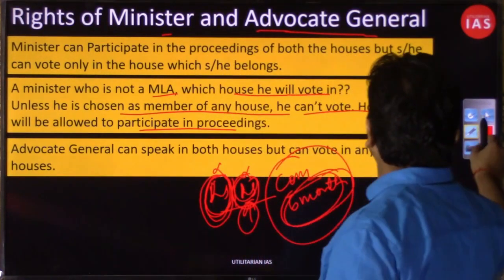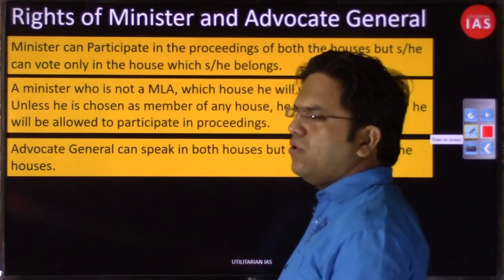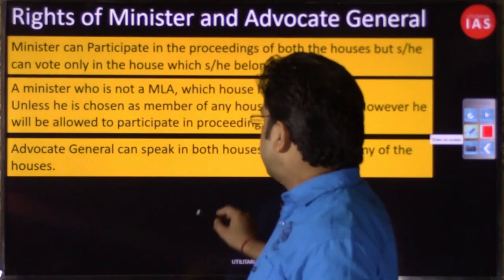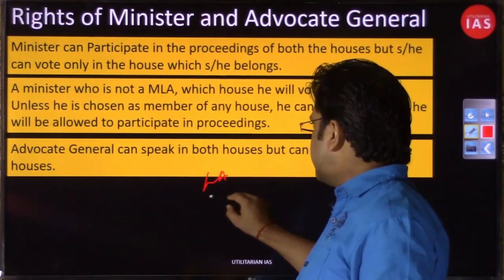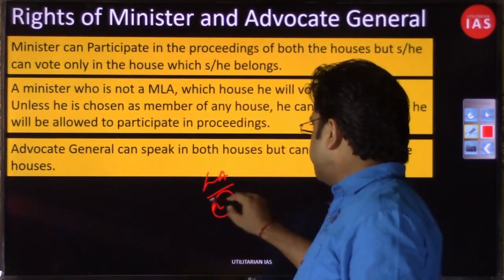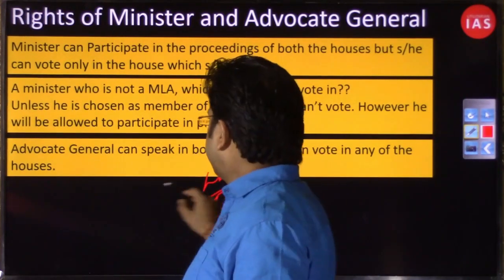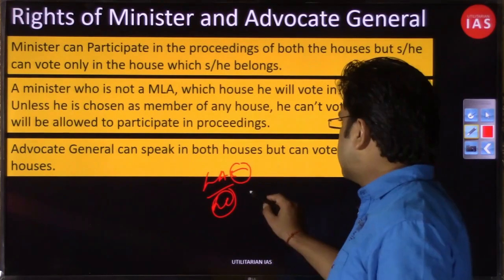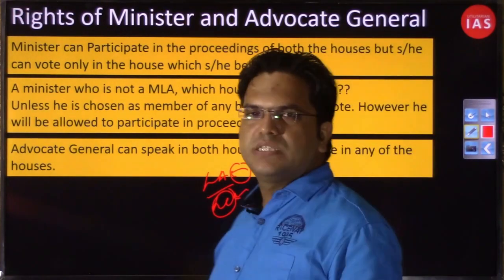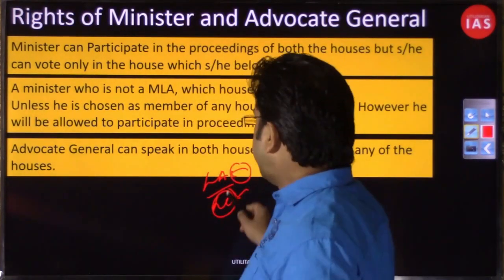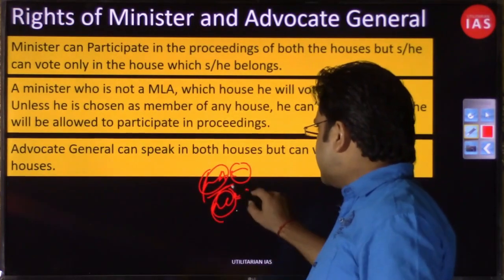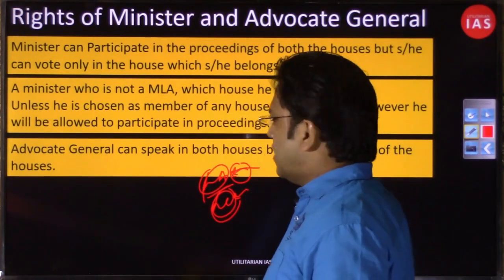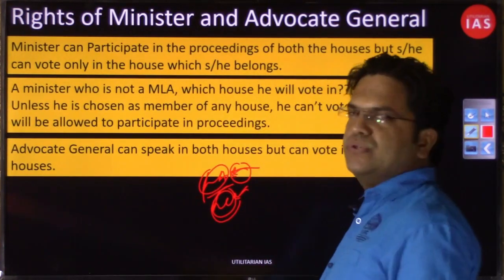So in those kinds of cases, the advocate general can be called in any of the houses, that is the legislative assembly and the legislative council. But again, the advocate general cannot vote, because he is not a member of either house, but he can speak whatever question has been asked. Despite not being a member, he can sit in the house and answer those questions.